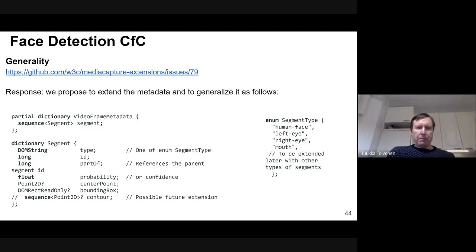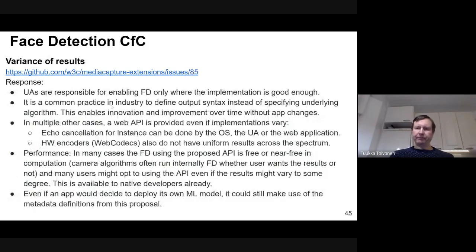And then we have the probability. This would be similar to the probability that we have already proposed for the face detection, but in this case, it would be used for any type of segments that there are. So that's basically the proposal that we think would solve the issue in issue number 79.